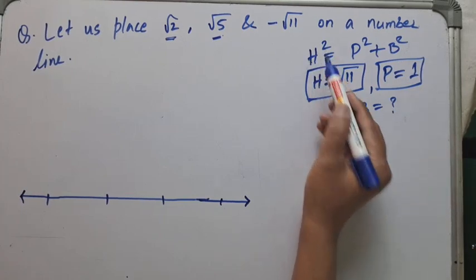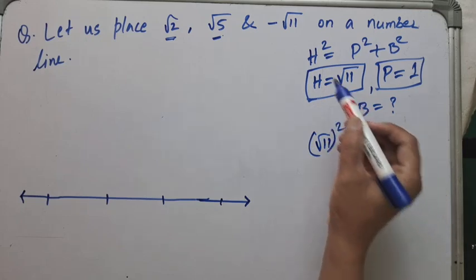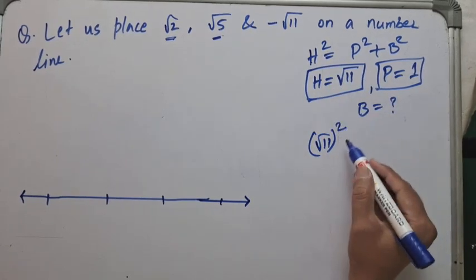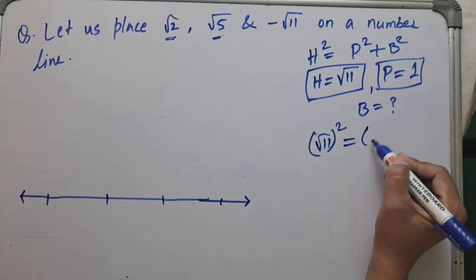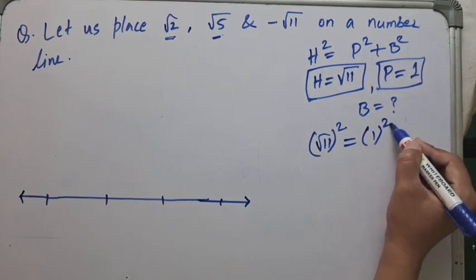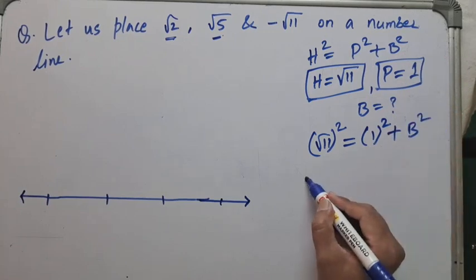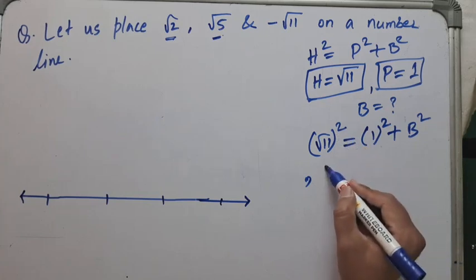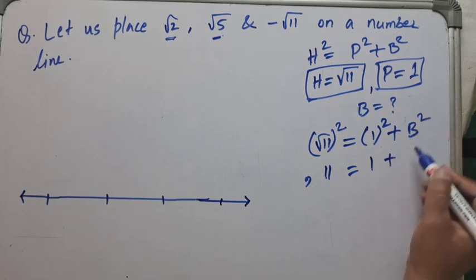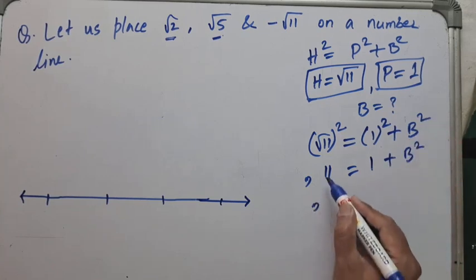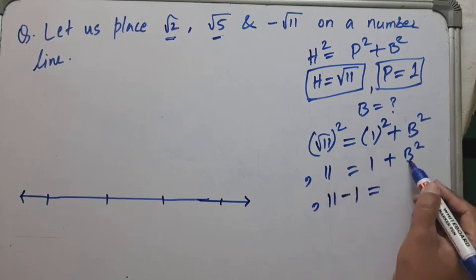So h means root 11, squared. We write square here, equal to perpendicular square, p is 1, so 1 square, plus base square. Root 11 square is 11, and 1 squared is 1, plus base square. We bring this plus 1 to the left hand side, it becomes minus 1, equal to base square.